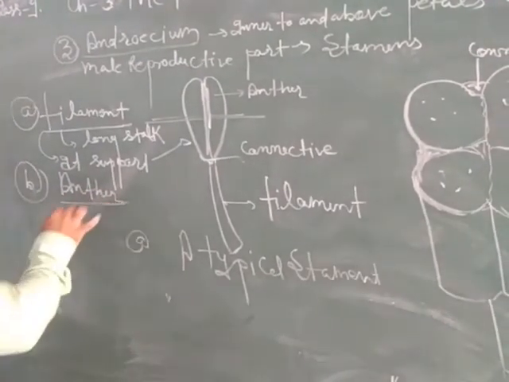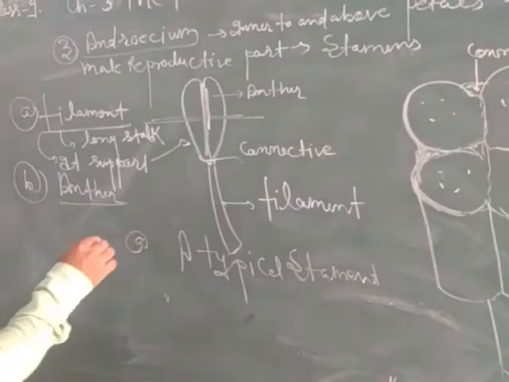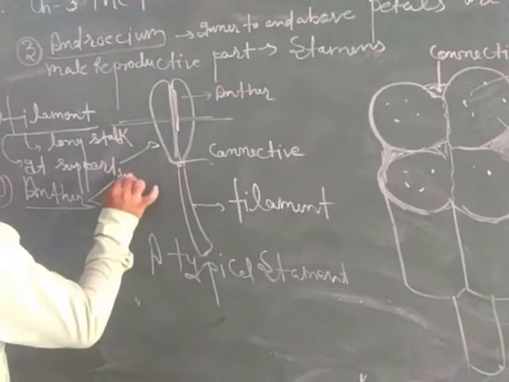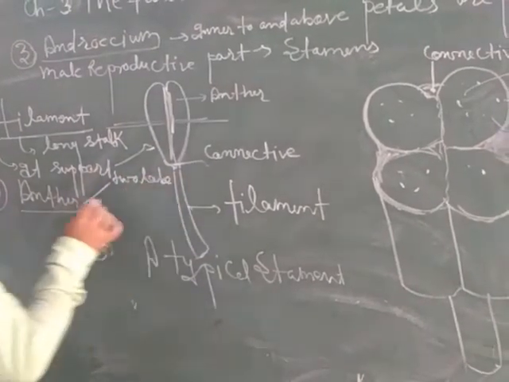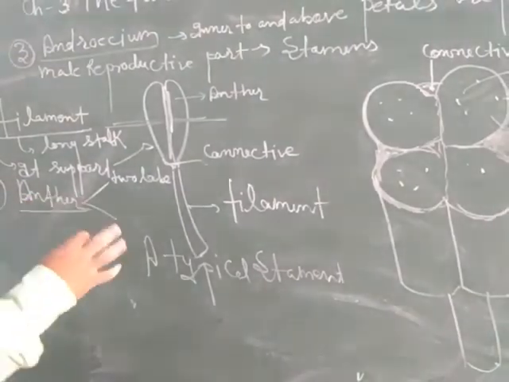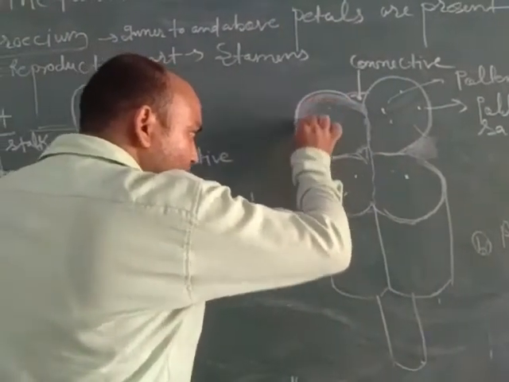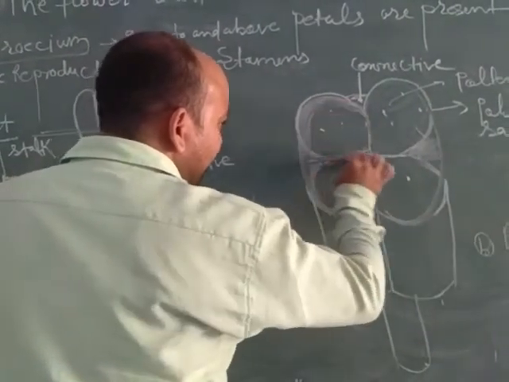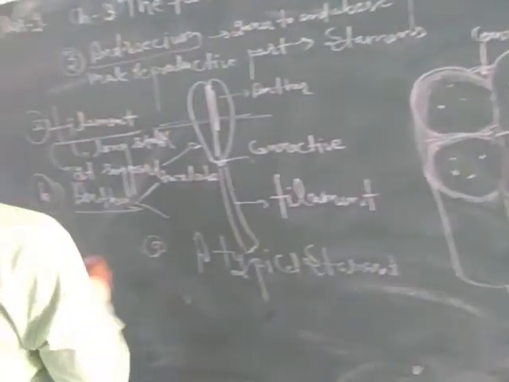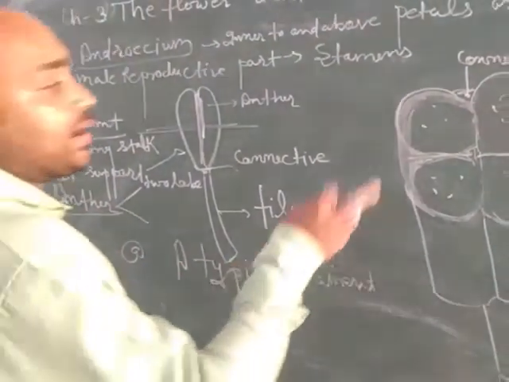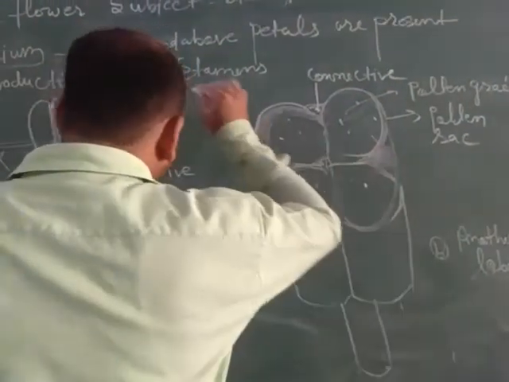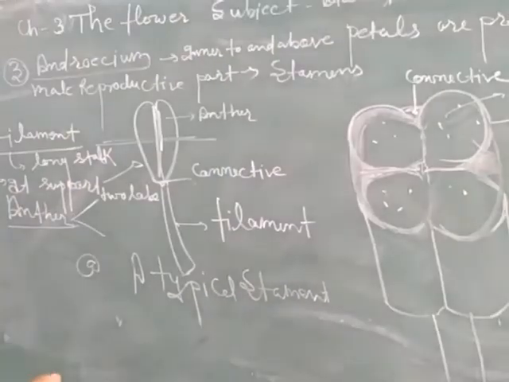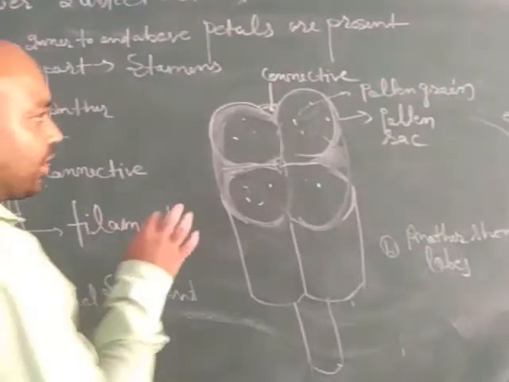Now, the second part, the swollen part of the androecium, is called the anther. As we know, the anther consists of two lobes. Each lobe is differentiated into two chambers. These are two lobes, one lobe and a second lobe, and each lobe is differentiated into two chambers, and each chamber is called a pollen sac. The pollen sac contains pollen grains.